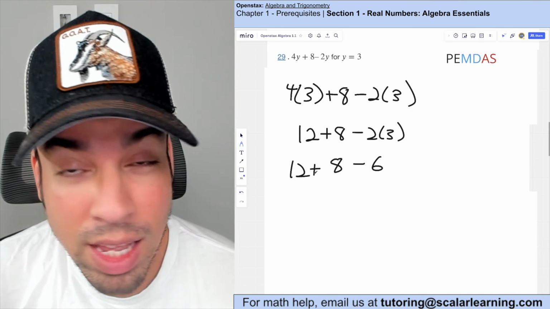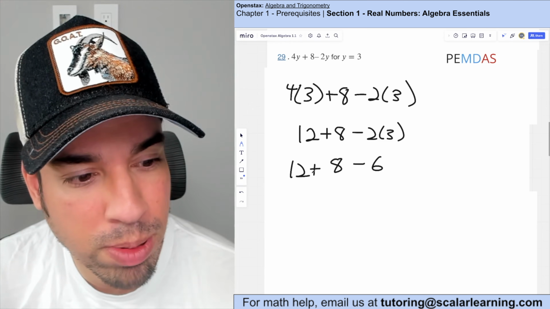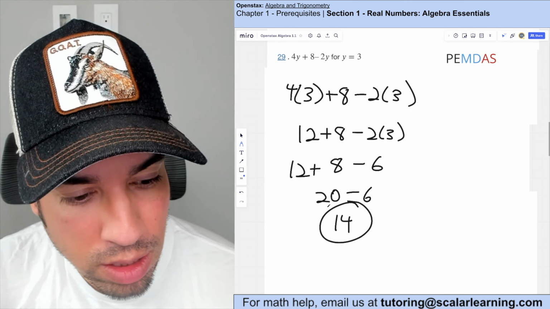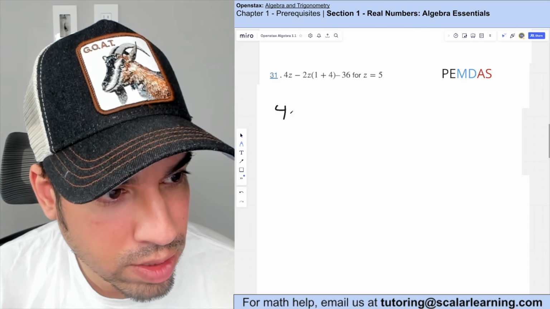And then we've got to go left to right because we're just down to addition and subtraction. Again, they're on the same level. So 12 plus 8 is 20 minus 6 is 14. Done.